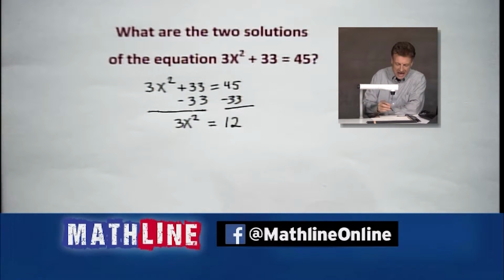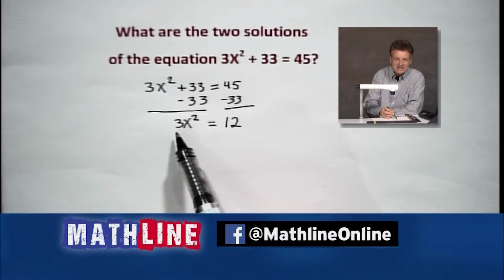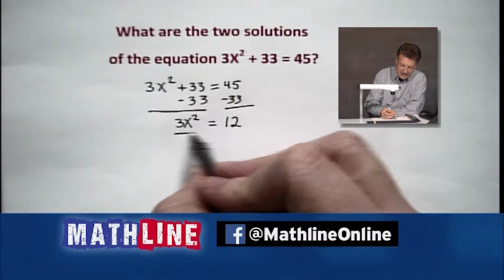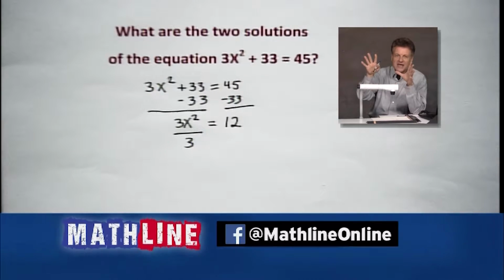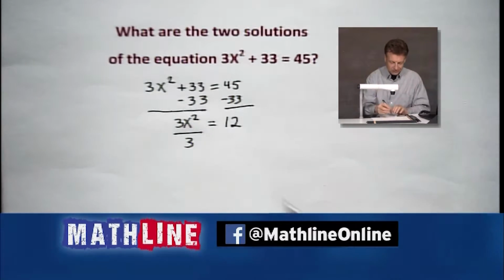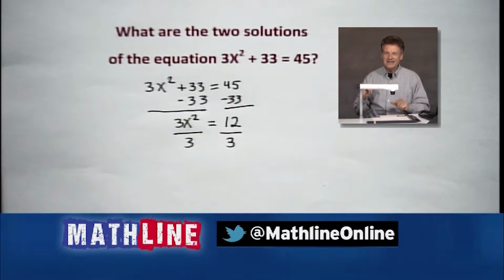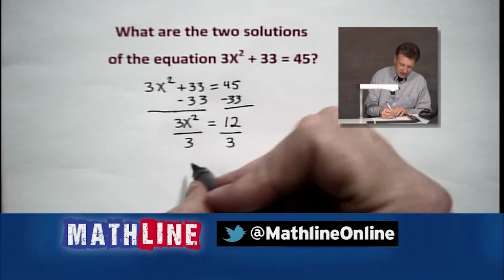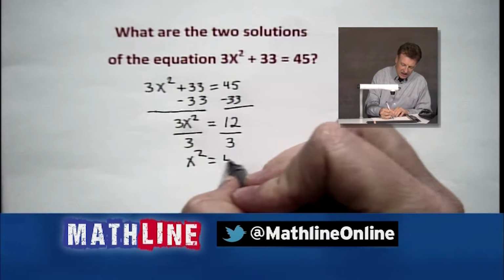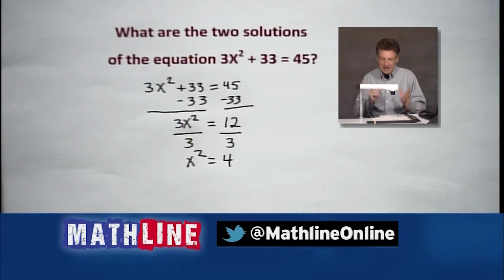Now, again, remember our point is to get the variable by itself. I've got a 3 that's kind of messing me up. I need to divide because it's hooked in by multiplication, so we're going to divide both sides. Good old division property of equality. And what's happening is x squared equals 4. Everybody with me? It's real easy, isn't it?